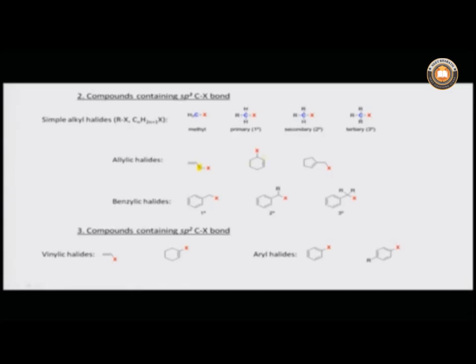So, it is a cyclohexane ring. In this cyclohexane I have a double bond, so it is a cyclohexene, and the carbon that is immediately after the double bond has a halogen atom. So, this again is an allylic halide.